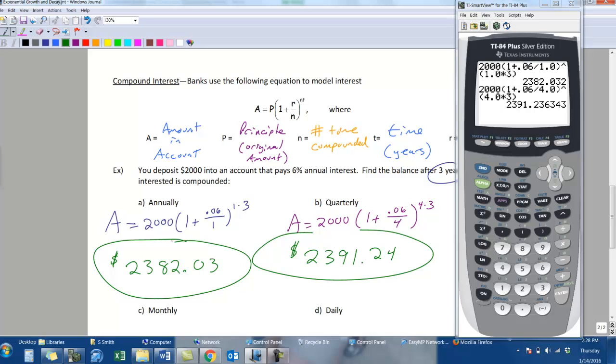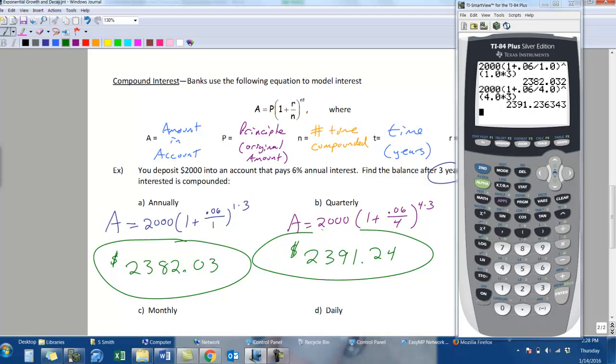Here's what's happening here. We put our money in on January 1st, and at the end of the year, on January 1st again, they said, hey, you want 6% on your money? And we said, yes, please, and they gave it to us, right? But when we're compounding it quarterly, we put it in on January 1st. Then 3 months later, the beginning of April, the bank says, hey, would you like a piece of your 6% in interest? And we said, yes, please. So they gave us a quarter of the 6% interest.